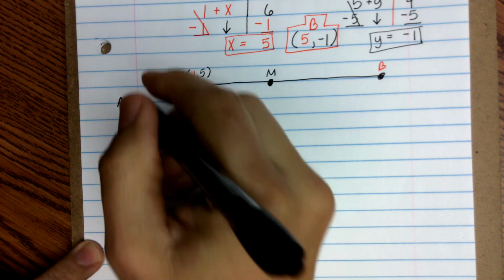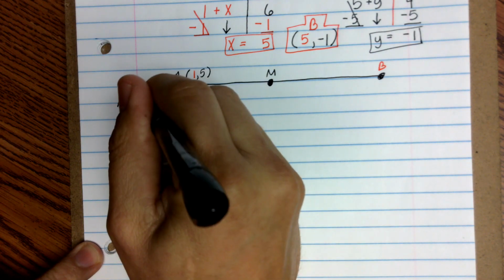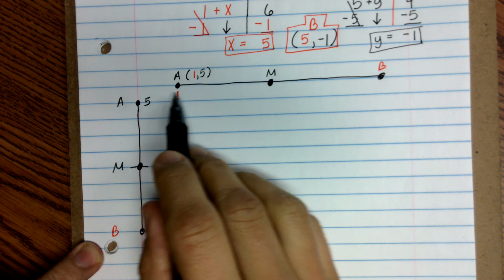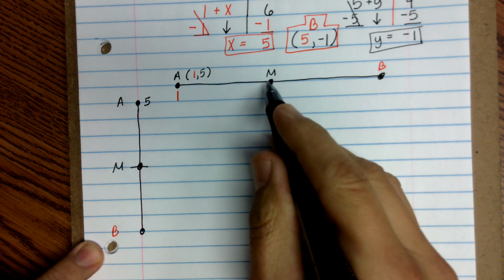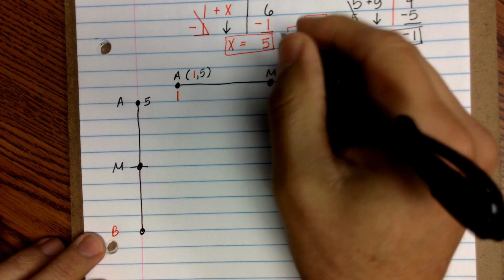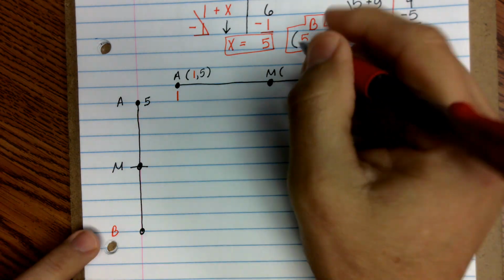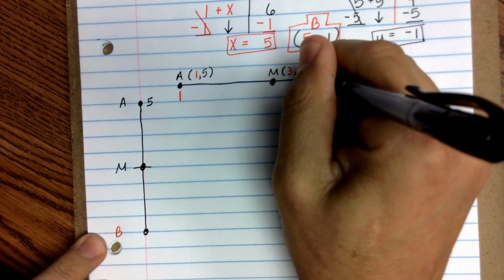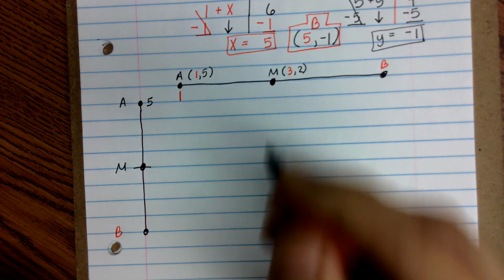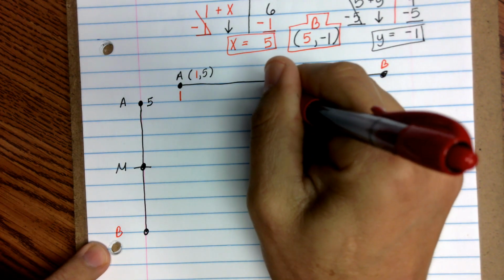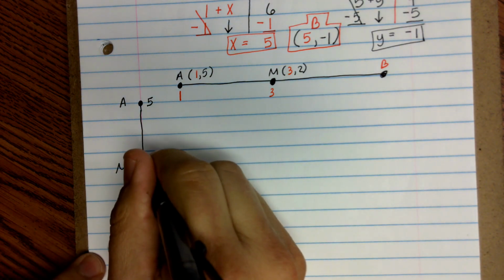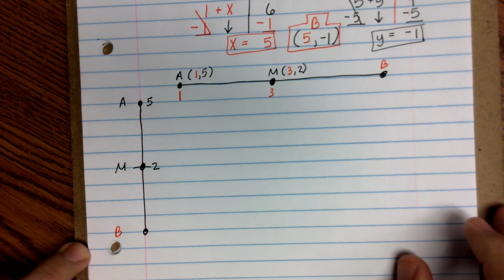Now A over here, for this one, I'm going to put that we're currently at 1. And you're going to see why I'm writing these numbers out this way, because I'm going to show how much it moved over. Now our endpoint, the midpoint they gave us, was 3 for the x value and 2 for the y value. So imagine this point represents a point on the number line, 3. And then M, this is going to be 2.